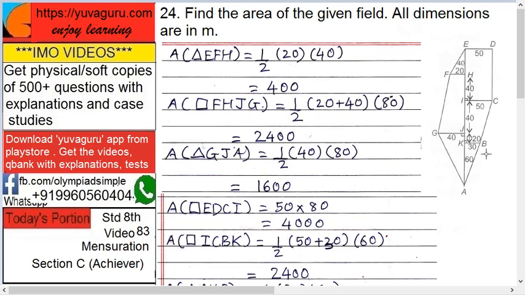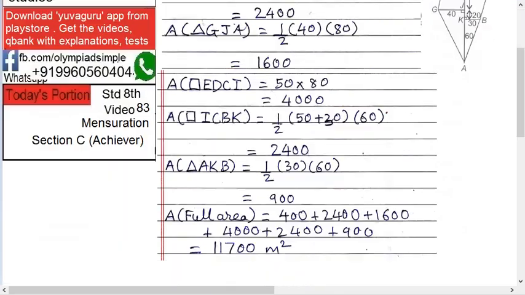Now ICBK. What is this again? A trapezium. 30, 50 are the parallel sides, and 40 and 20, 60, right? Equals 1 by 2 into 80 into 60. That is 2400.